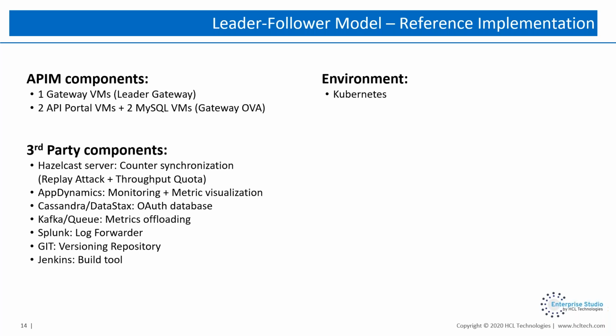For OAuth, we used Cassandra DataStax. DataStax is the professional, non-open source version of Cassandra. Metrics offloading was done for Kafka, or you can use any other queue. Because of the high volume, they were just dumped to the queue: dump it, forget it, and continue processing. And some system, regardless of which one, will handle the metrics.